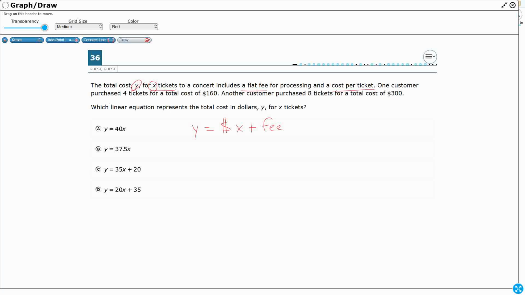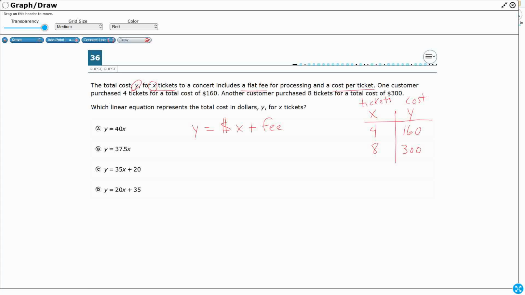And then what do we have here? I'm going to make a little table because that's going to help us here. X is the tickets, and then we've got Y as our cost. All right, so what do we have here? One customer, 4 tickets, $160. And we've got 8 tickets, $300. All right. So we need to write a linear equation that represents this.